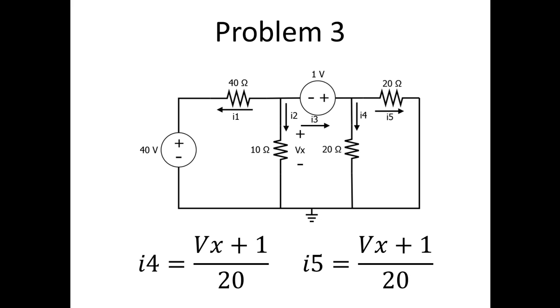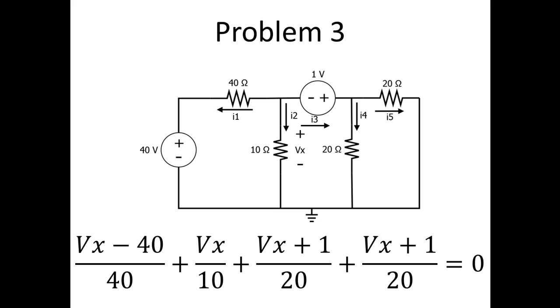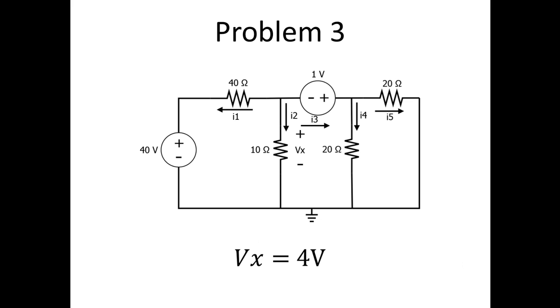If you're not understanding where these current equations are coming from, please review back to the Ohm's law video. We can substitute these all back into our original equations and come up with this equation. This equation can be further reduced, and you can solve for Vx is equal to 4 volts.